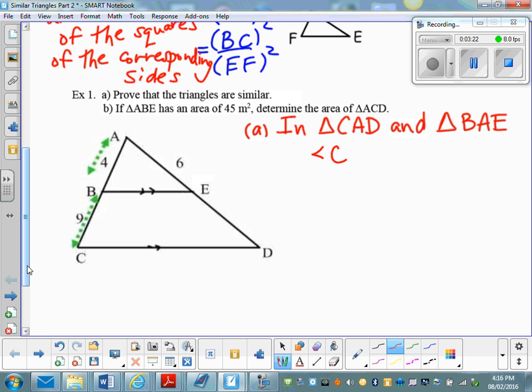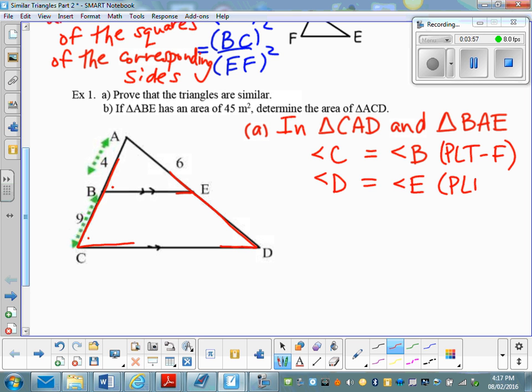Angle C equals angle B. And so because we've got parallel lines here, we have an F pattern here. So those two angles are going to be equal to each other. So I'm going to put PLT, parallel line theorem, and then I'll put an F for the F pattern. The same thing actually happens on the other side here. So the angle at D is equal to the angle at E for that same reason.